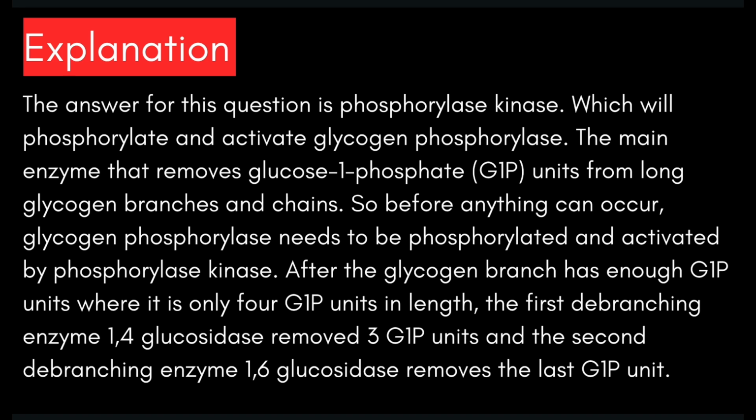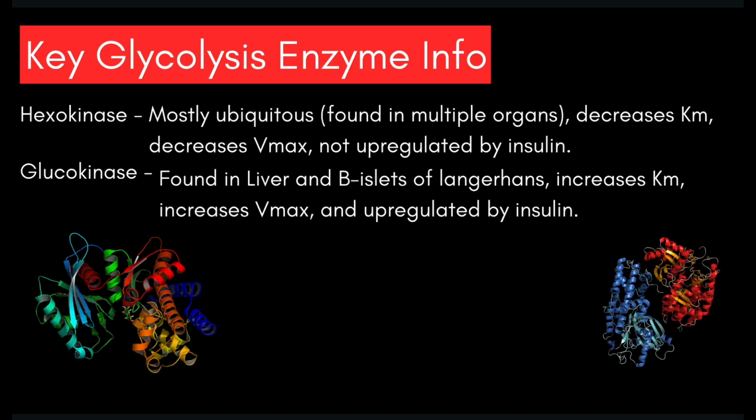Let's move on to the next one, glycolysis enzyme information with you guys. Hexokinase is mostly ubiquitous. This means that it's found in multiple organs, basically found nearly everywhere. It decreases the Km and decreases the Vmax, and it's not upregulated by insulin. Meanwhile, glucokinase is found in the liver and beta islets of Langerhans cells in the pancreas. This increases the Km and increases the Vmax, and also is upregulated by insulin. So just wanted to give you guys a little bit of key information there. Moving on to the next slide.